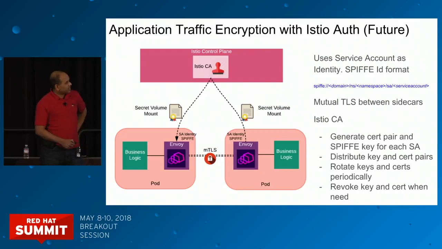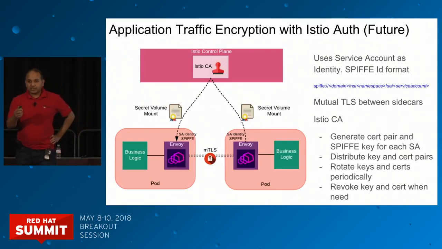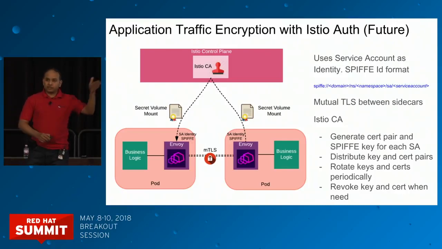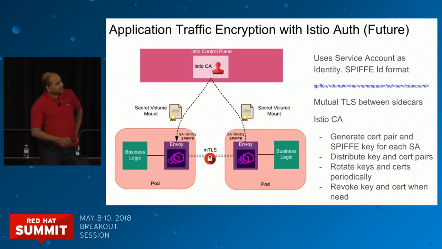What it will do is, how many of you know about service accounts in OpenShift? You've heard of service accounts, right? Every pod on an OpenShift cluster runs as a service account. This concept has moved from OpenShift into Kubernetes. Now Istio is using the service account as the identity for every pod. So using the service account as the identity, a certificate is generated. It uses SPIFFE for generating the certificate, and Istio CA generates those certificates and distributes them across all the pods in your cluster to your Envoys.